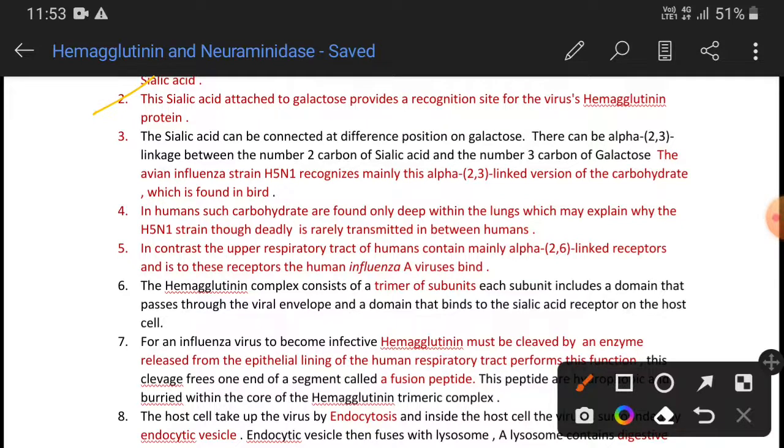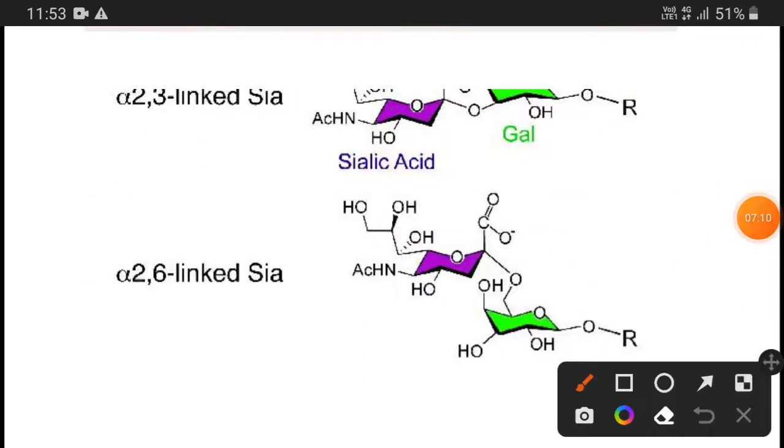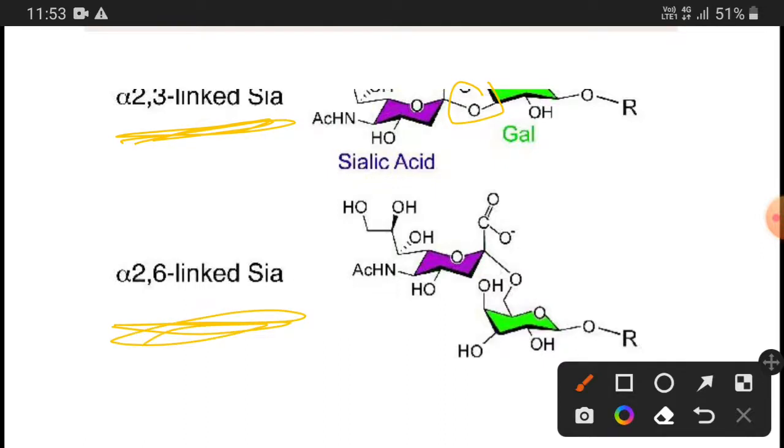So there is a special type of recognition site present in between sialic acid and a galactose, which is the polysaccharide present in the receptor. That particular recognition site is recognized by the hemagglutinin. There can be an alpha 2,3 linkage between sialic acid and galactose, and an alpha 2,6 linkage between the sialic acid and galactose. And different types of hemagglutinin present in different influenza strains have the ability to recognize different linkages.